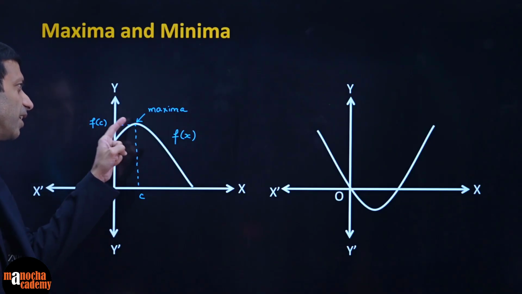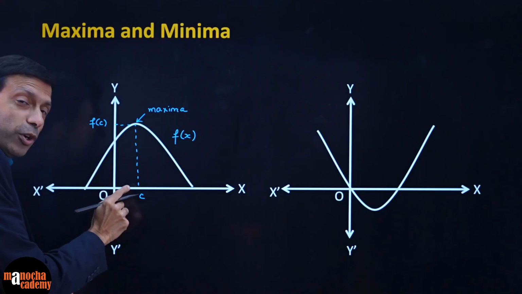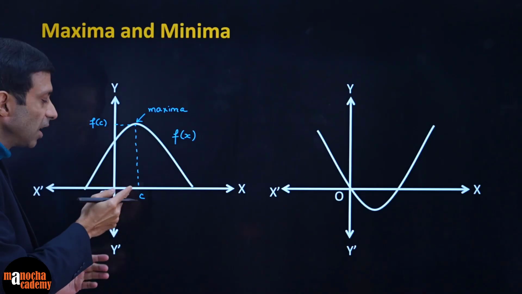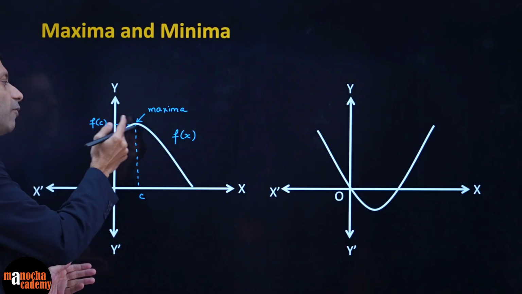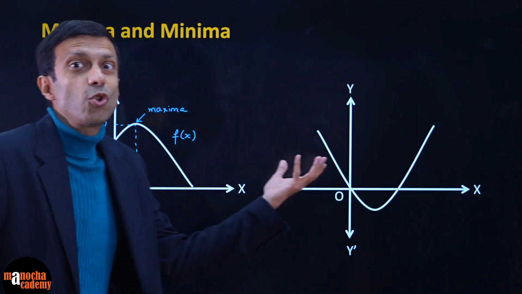At the point c, and we can read the value from the y-axis. This is on the x-axis. At the point c means you're reading the value at the x-axis. Suppose at x equal to 2, and then whatever the value is there, f(c) is the maxima. Clear? Now moving on to minima.